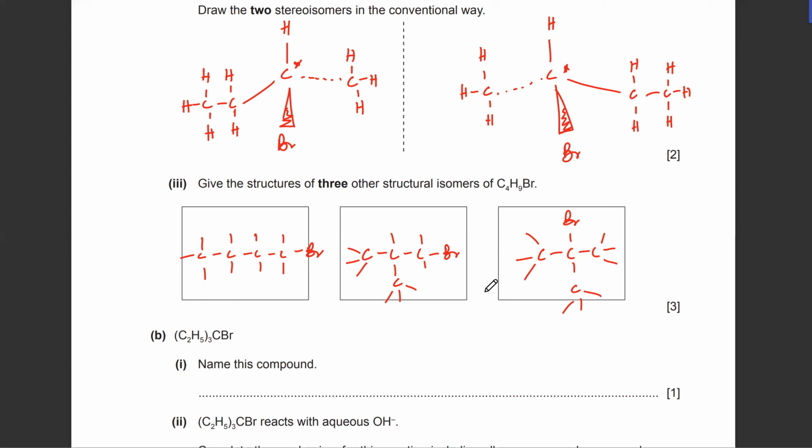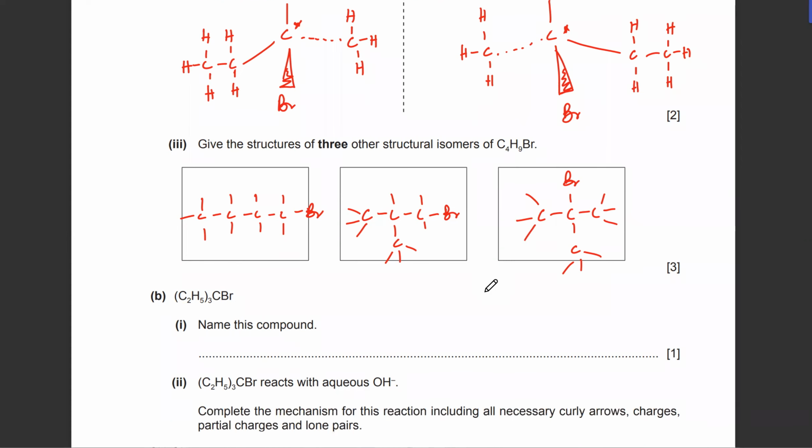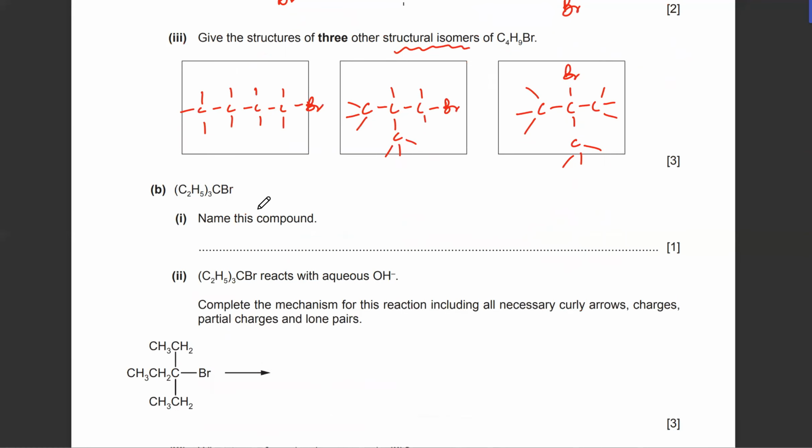Sir, did you make chain isomers or positional ones? They said draw structural isomers, so you make all of them. Structural included positional too. Positional is where you change the position of the Br, right? These two are positional isomers. Chain, positional and functional group isomers exist, but in this case there is no functional group.